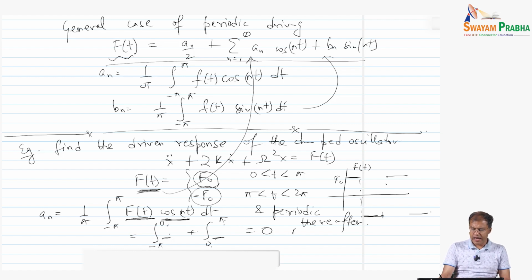So this is when n is greater than 0, and when n is equal to 0, then cos of nt will be 1, but that integral also vanishes because we have equal and opposite integrals, minus f naught here and f naught here. That also cancels out. So anyway, my an are zero whether n is 0 or n is greater than 0. So an is out. Now let us calculate what is bn.